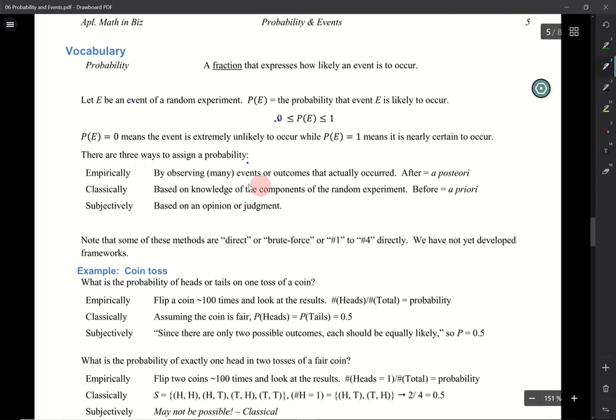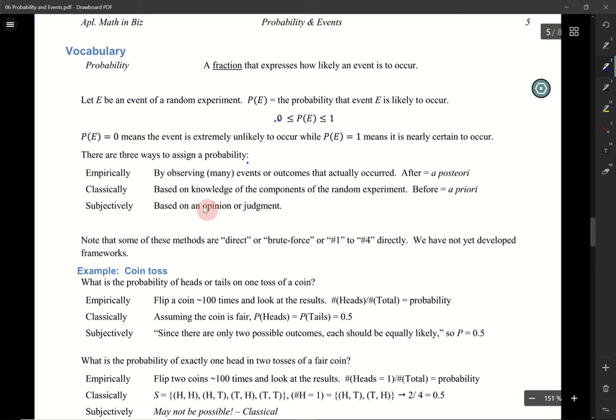Classically, sort of based on a knowledge of the components of the random experiment before you conduct the experiment, a priori, right? So, could we determine the likelihood of an accident classically a priori? Not really. We don't know what the likelihoods or probabilities are. You have to have the data.